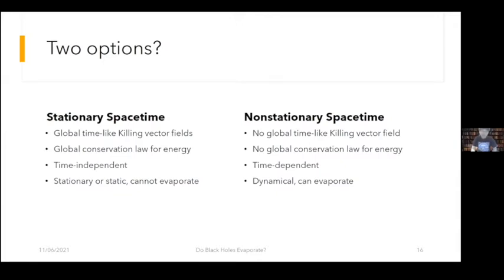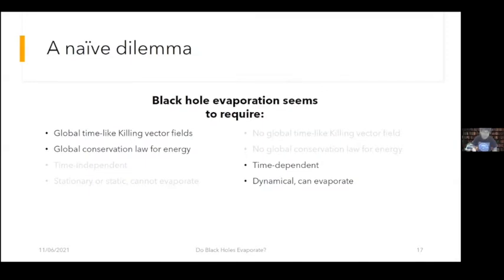It can evaporate, right? But it seems to me that black hole evaporation requires some parts of each. You need a global time-like Killing vector field, or some kind of global conservation law for energy, at least a non-local one. But you also need the process to be time dependent and dynamical. So there's a bit of a dilemma here, because if something is either stationary or non-stationary, then we cannot get properties of both at the same time, and black hole evaporation seems to require that. If it's stationary, it doesn't change, so there's no evaporation going on. If it's non-stationary, it can evaporate, but then we have no reason to think that it will evaporate to begin with. So that's the dilemma that I'm constructing here, a really naive one.